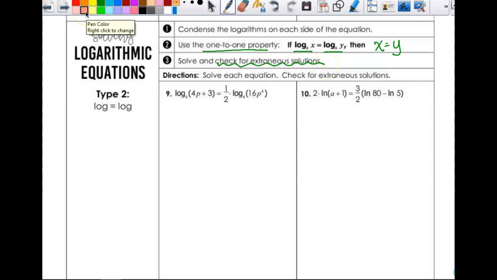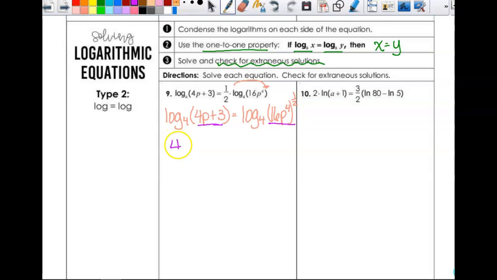So the left-hand side looks just fine. The right-hand side, I have that 1/2. So I'm going to go ahead and make that an exponent up here. So this will become log base 4 of 4p plus 3 equals log base 4 of 16p to the 4th to the 1/2 power. So log equals log, they have the same base, so that means these two pieces have to be the same.